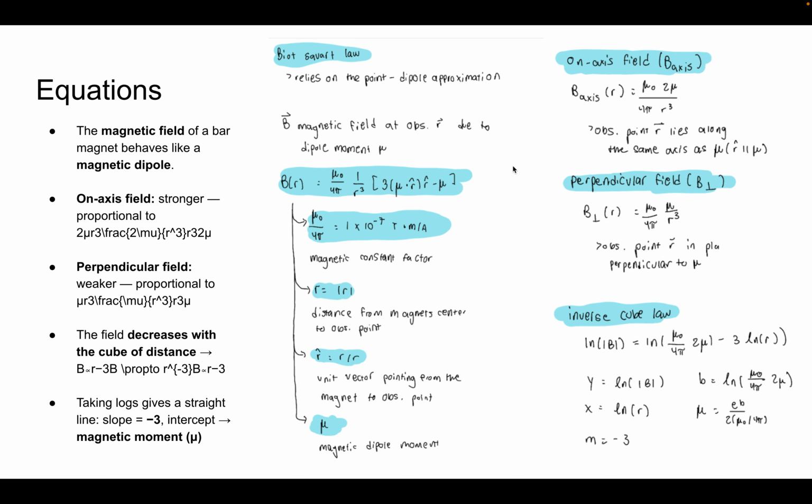Some of the equations. TLDR, the magnetic field of a bar magnet behaves like a magnetic dipole. On-axis field, perpendicular. We found that the field decreases with the cube of distance, and logs give a straight line, slope equals -3.